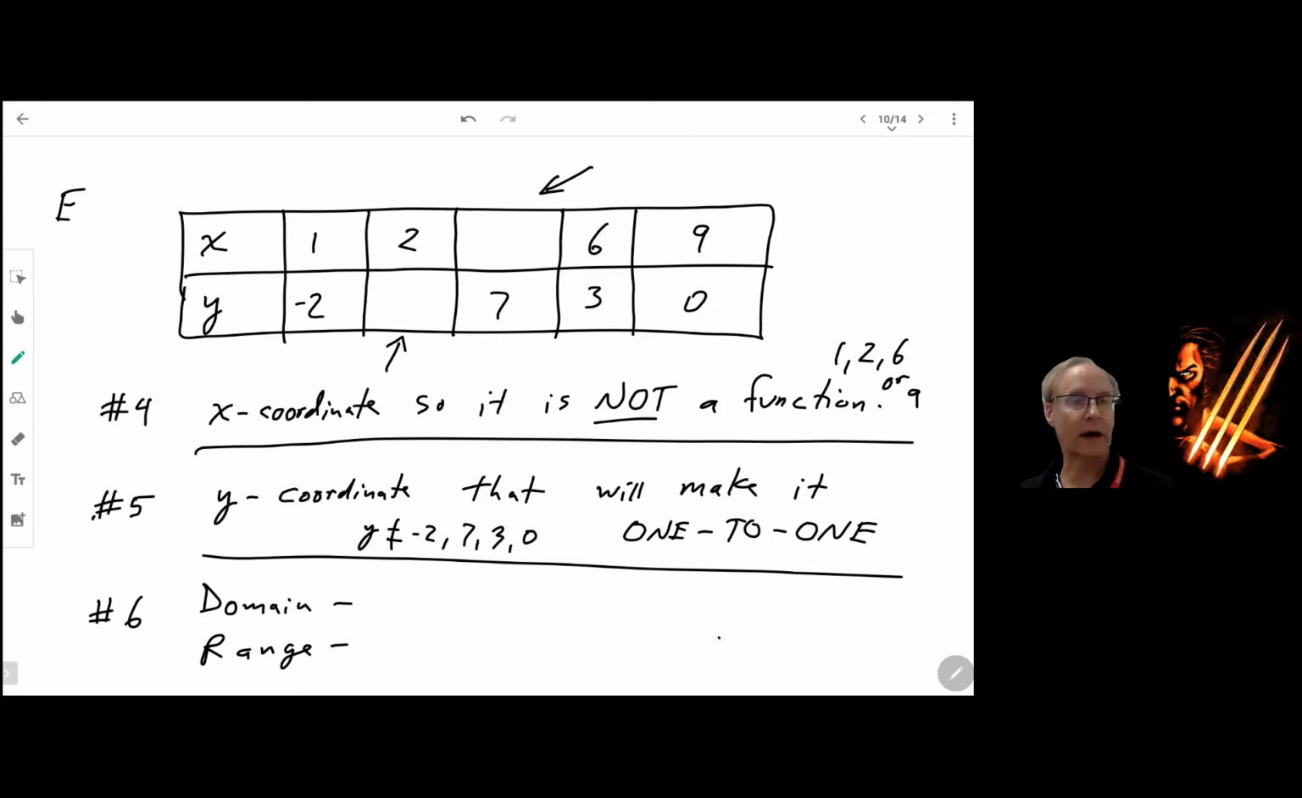So in a lot of ways, they're opposites of one another. The domain, of course, is the 1, 2, 6, and 9. And then, of course, we're going to choose one other number for the x's. And the range is -2, 7, 3, and 0. And of course, we would choose another y value. That's it. Domain and range.